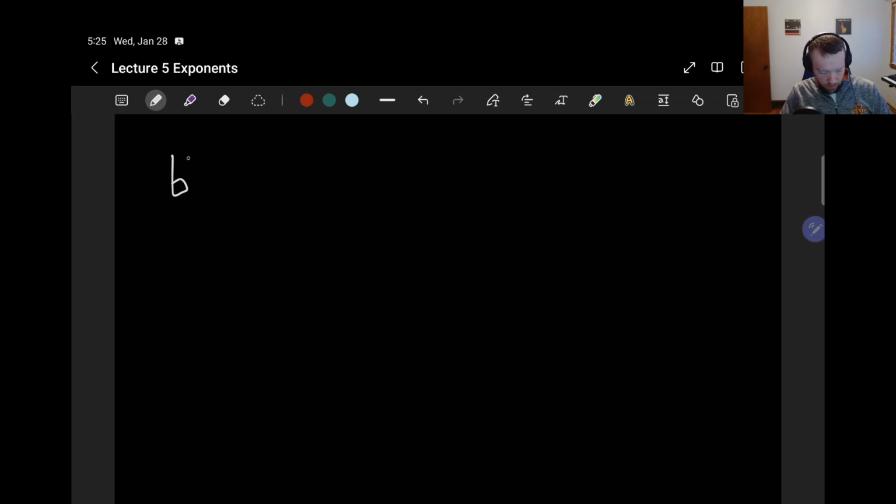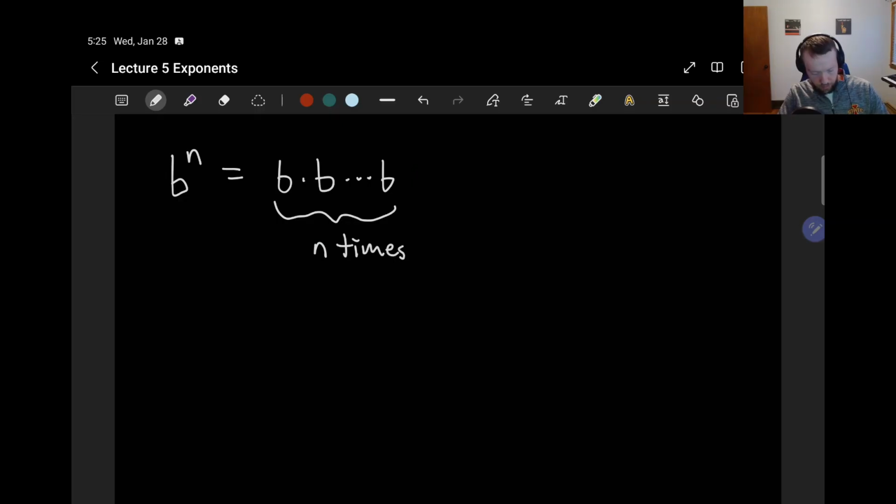So exponents, just some of the basics. If I have b to the n, that means I'm multiplying b by itself n times, assuming that n is some positive integer. Also, b to the 0 is 1. Anything to the 0 power is 1. Now, here's something that's a little new. Again, let's assume that n is positive.